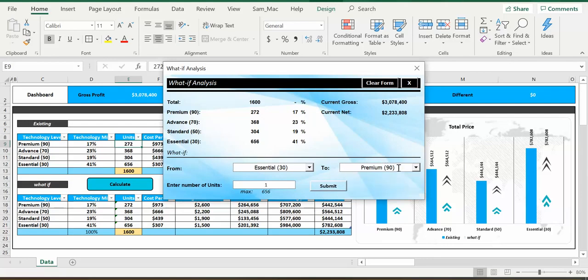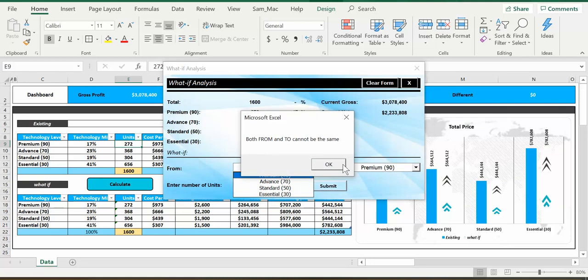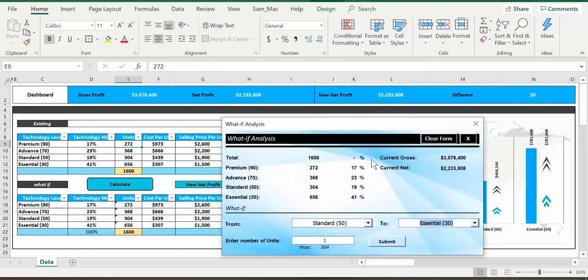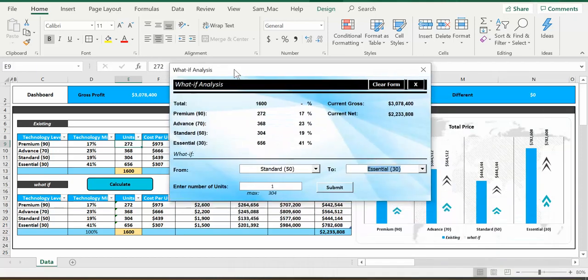One thing you may want to notice is you can't actually move from premium to premium. Obviously it will not work, so it will clear out. So please make sure that we have two different things, so advanced to premium and standard to premium, or standard to, let's say you go down, maybe advanced, or you can have essentials or anything that you want. But if you try to move it the other way, this is going to have a negative impact on the profit that we have.